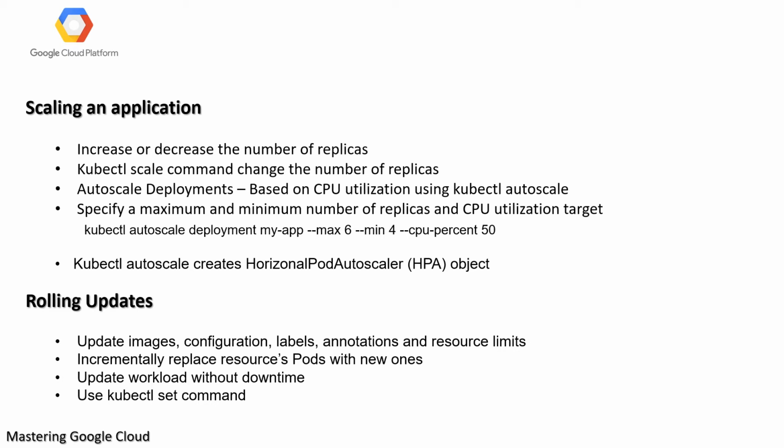You can use kubectl rollout to inspect a rollout as it occurs, to pause and to resume a rollout, to roll back an update, and to view an object's rollout history.